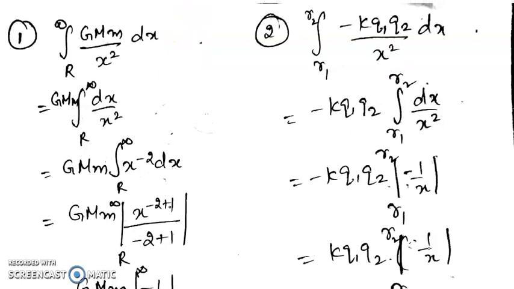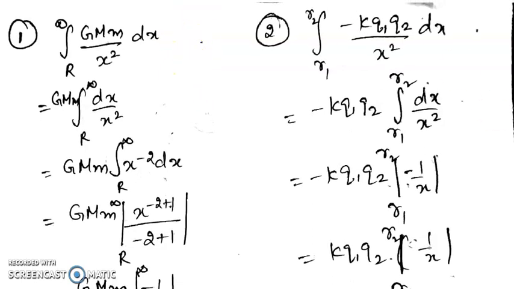Before that, let us discuss the unsolved examples that were there in the previous video. This was the first of them: GMm upon x square dx. This was to be integrated. Since GMm is a constant, we'll take it out of the integration. It will be dx upon x square, and it is to be integrated from r to infinity.